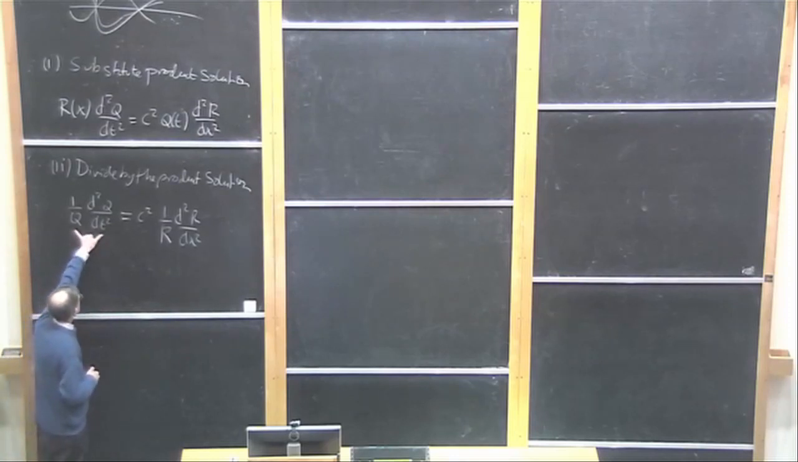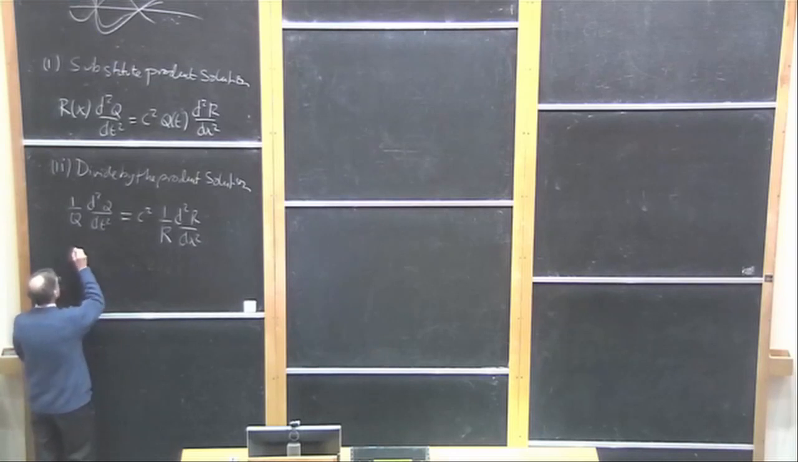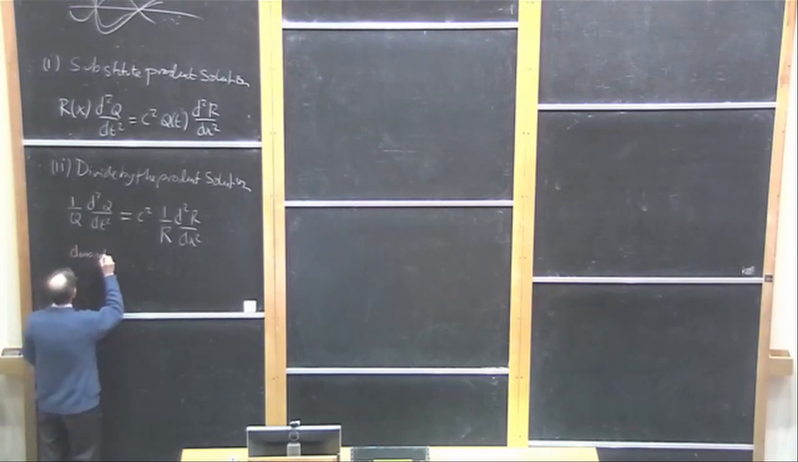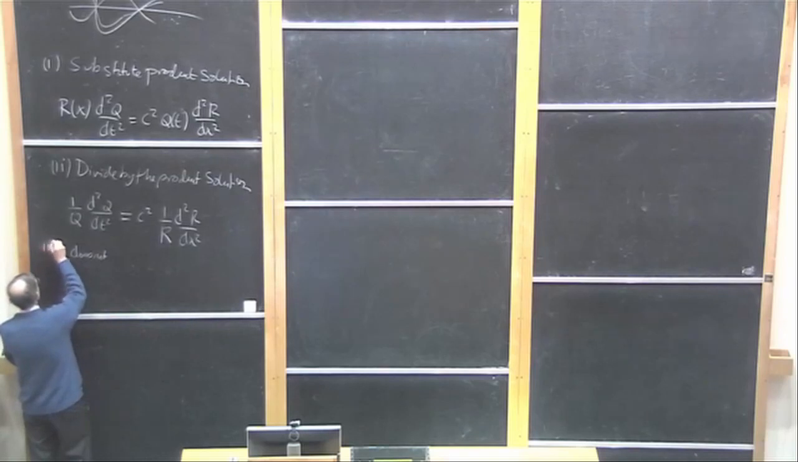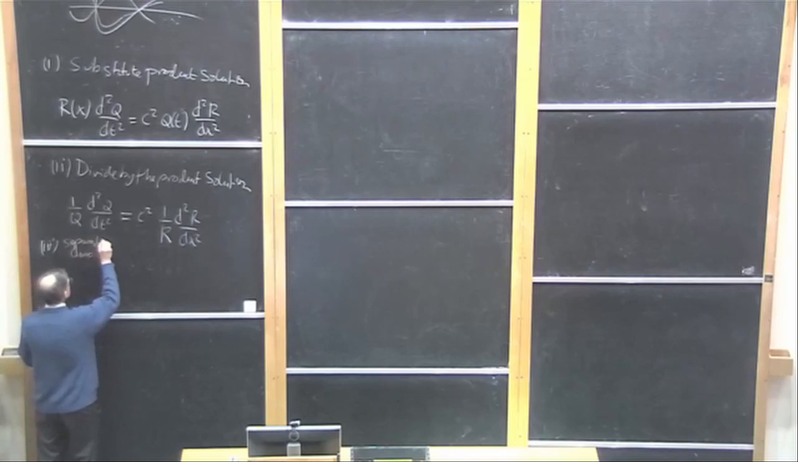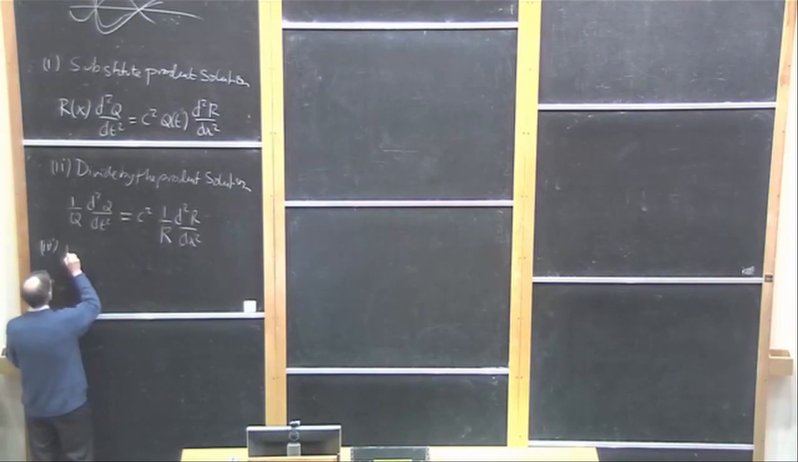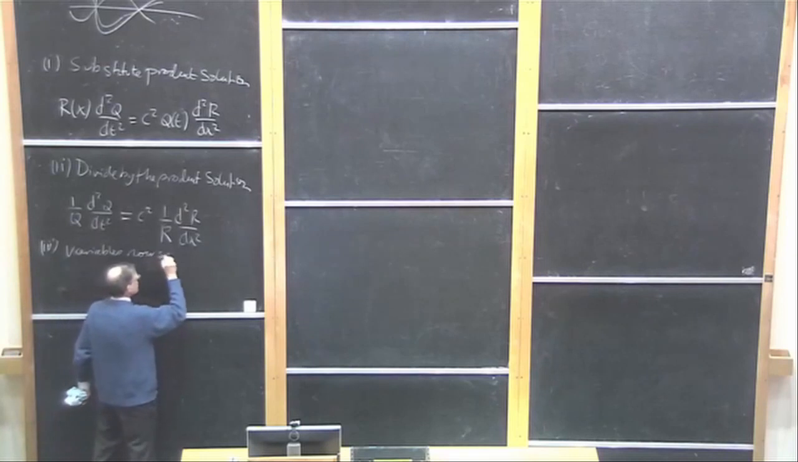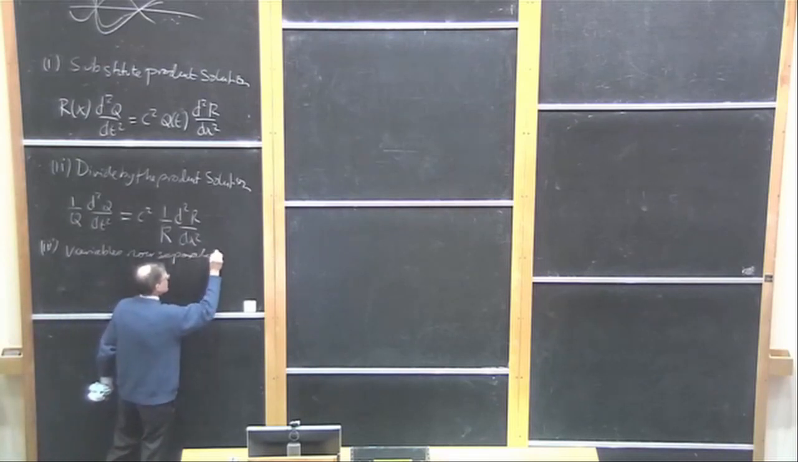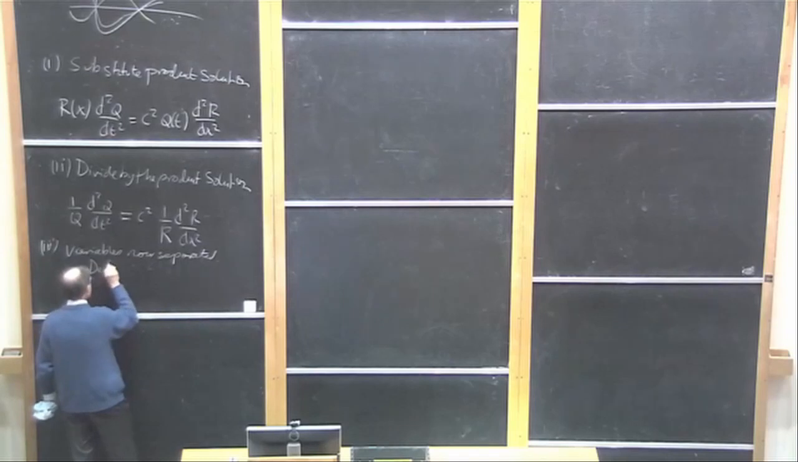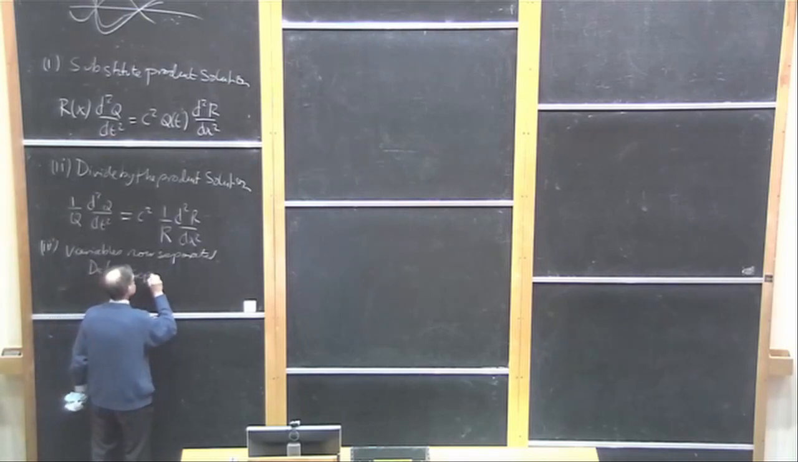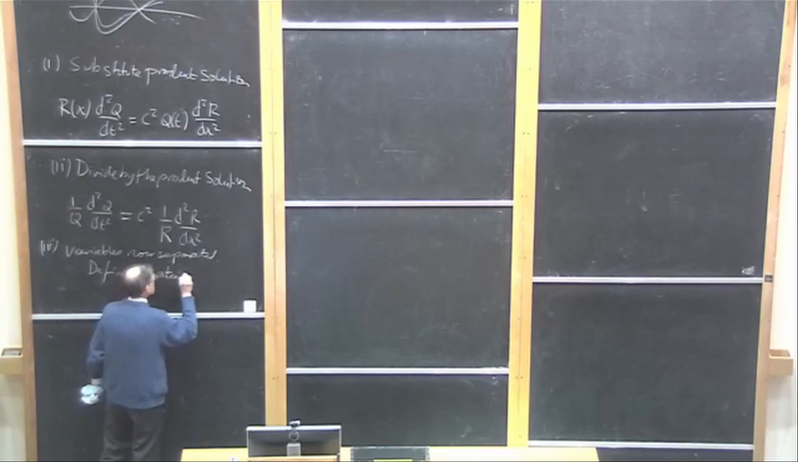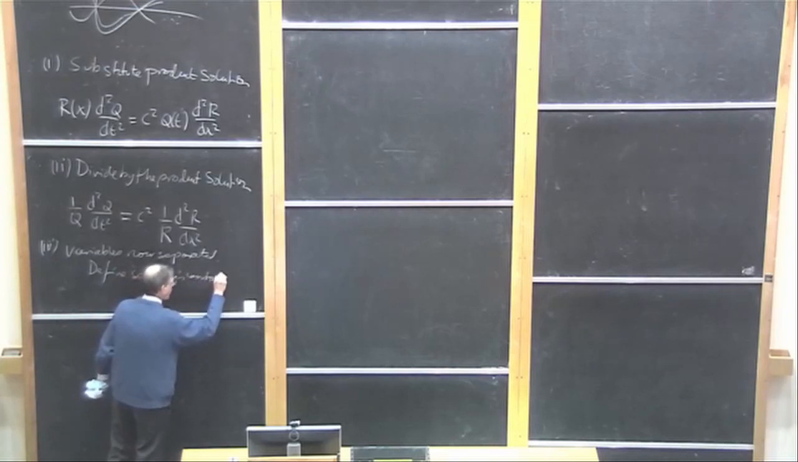That is to say, the variables are now separated. Step 3: define a separation constant.